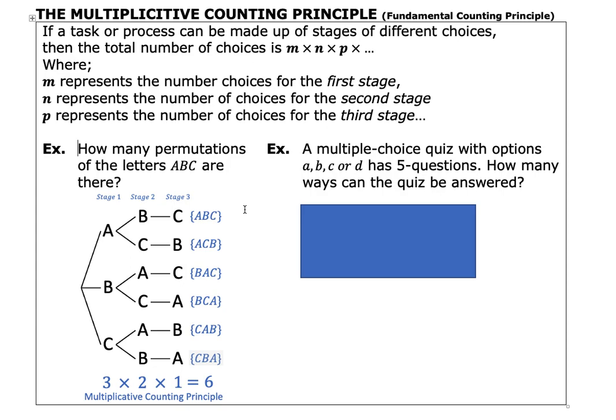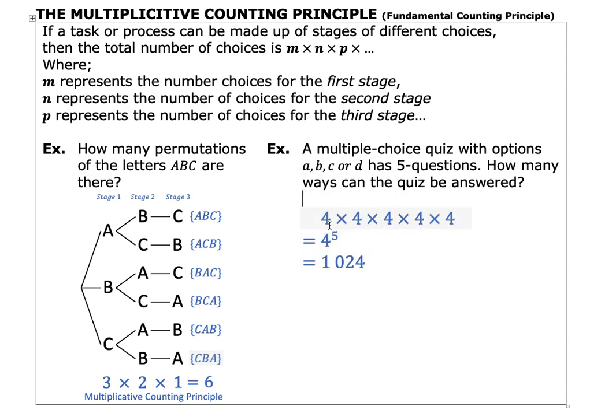For example, a multiple choice quiz with options A, B, C, or D has 5 questions. How many ways can the quiz be answered? So we'll assume that each question is answered. You can take a second to answer this. And if we think of this as a sequence of choices, question 1, there are 4 choices for that first question. A, B, C, or D. And then 4 choices for the second question. And then 4 choices for the third question, and so on.